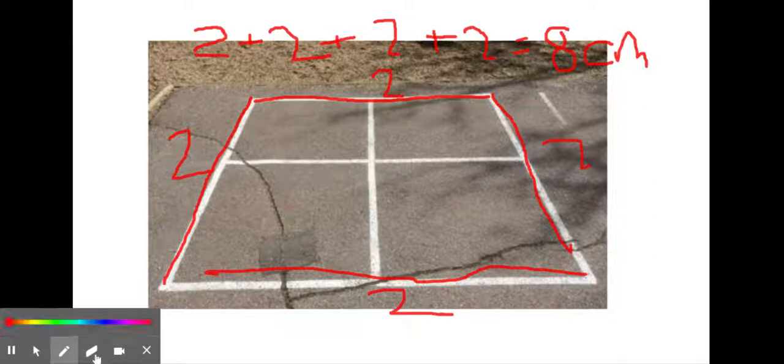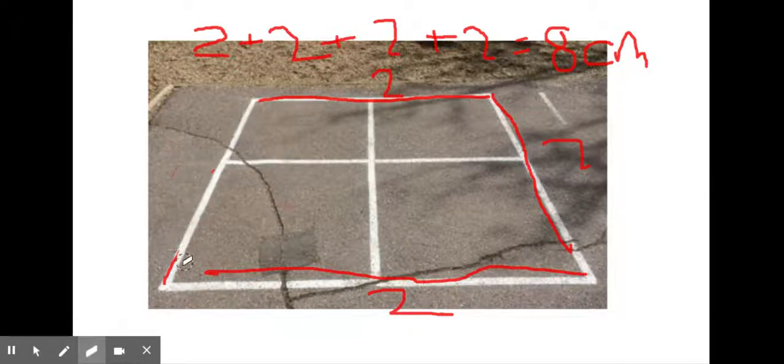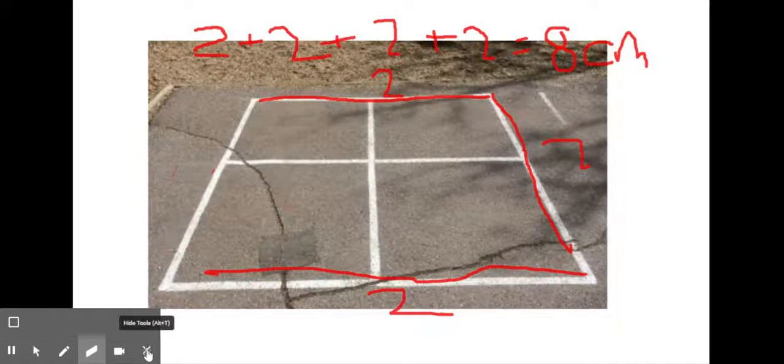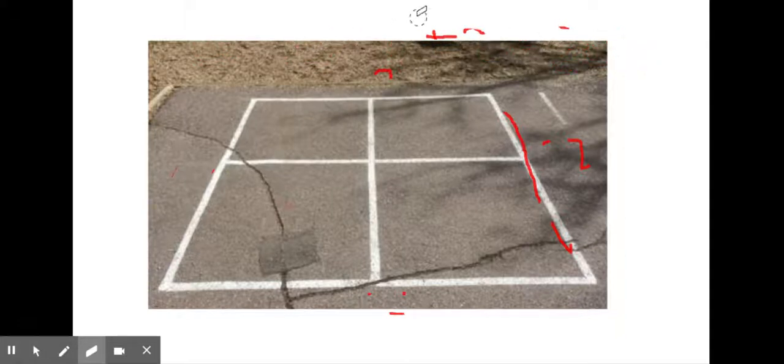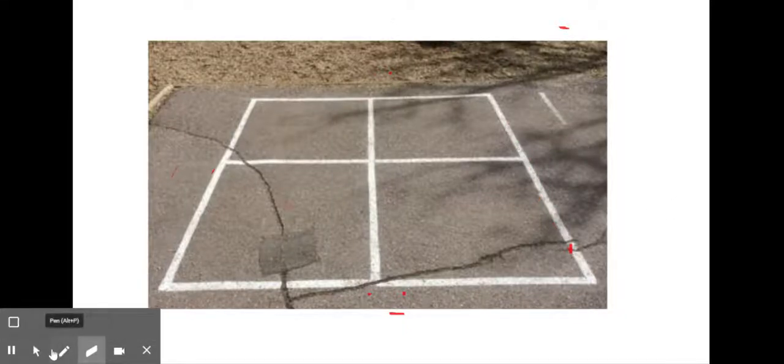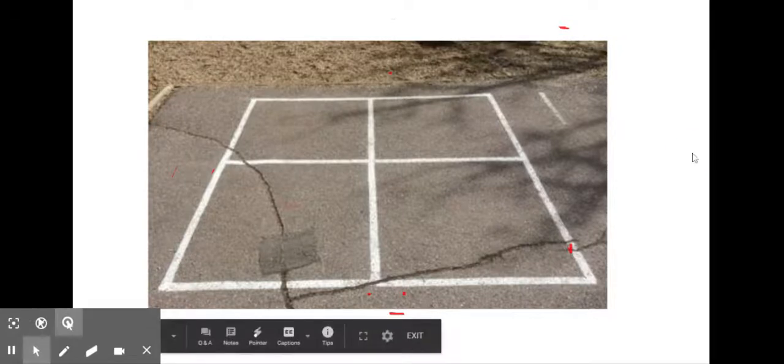So let me erase here really fast. Let me see if this works. Thank you for being so patient. It's not like the smartboard where I can erase everything really fast. Okay, that's good enough. Here we go, moving on.